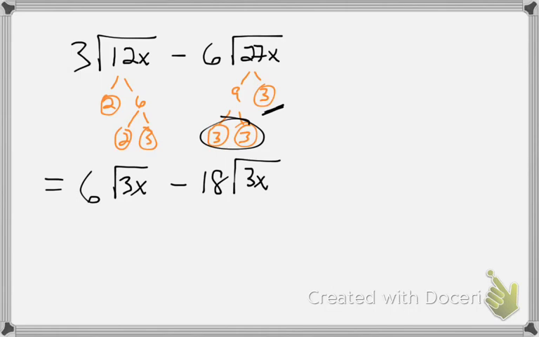That third wheel and the x. Are they like radicals now? Yes, indeed. 6 square root of 3x minus 18 square root of 3x is negative 12 square root of 3x. Are you guys okay? All right.